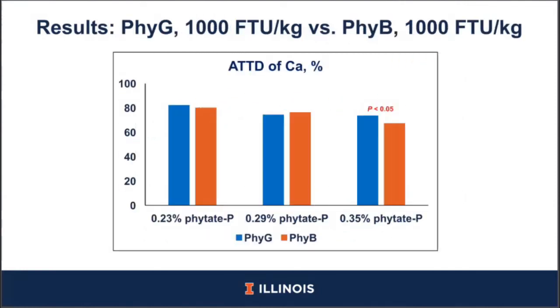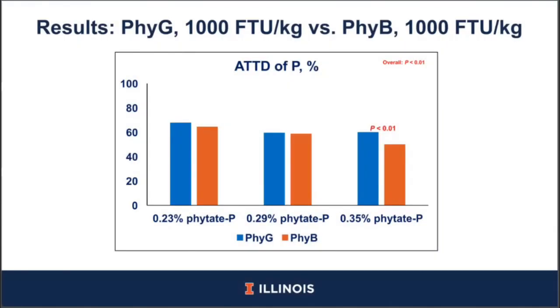In this experiment, we also wanted to determine the efficacy of PhyG by comparing it with an established commercial Buttiauxella phytase. Blue bars represent PhyG, whereas orange bars represent PhyB. Here we can observe that at 0.35% phytate-bound phosphorus, diets containing PhyG had greater calcium and phosphorus digestibility compared with diets supplemented with the Buttiauxella phytase.